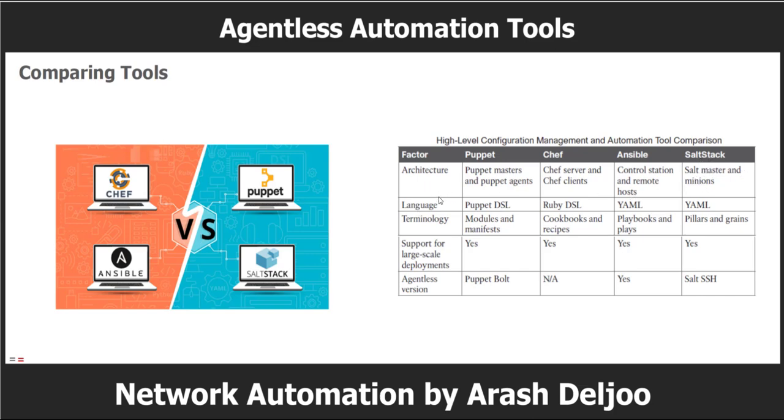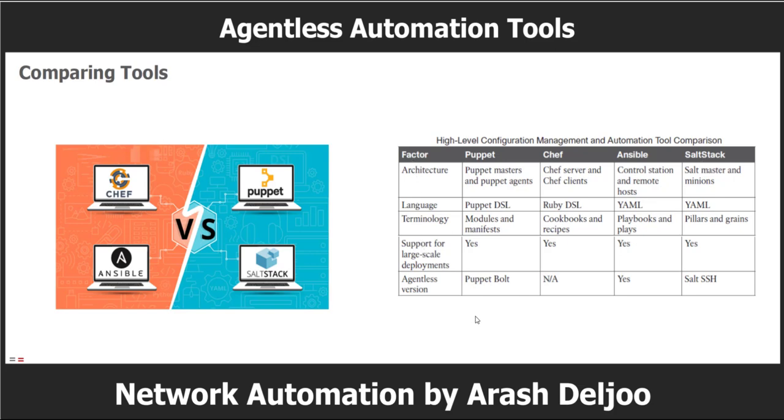About the language of the tool, Puppet is using Puppet domain specific language. This is a specific language for Puppet. About Chef, we use Ruby DSL. About Ansible, YAML. And about SaltStack, YAML. Terminology: in Puppet we use modules and manifests, in Chef we use cookbooks and recipes, in Ansible we use playbooks and plays, and in SaltStack we use pillars and grains.